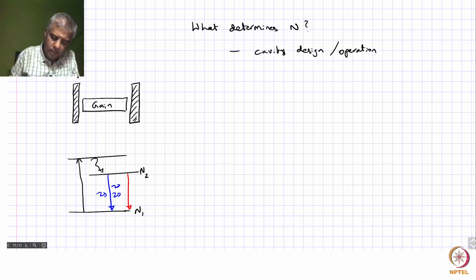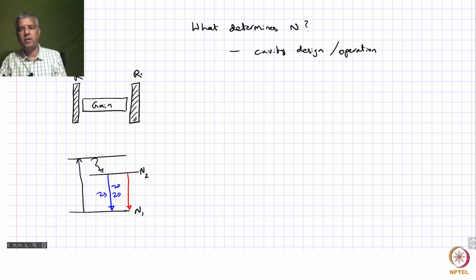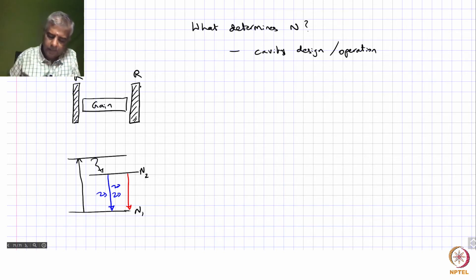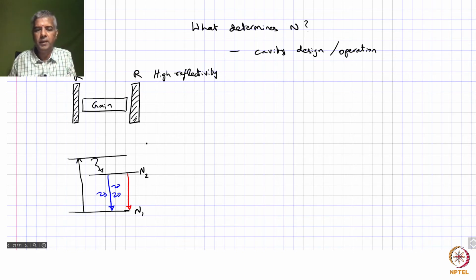What do I mean by the cavity design first? Well, I have these cavity mirrors. You know that if you go for a high value of R, which means highly reflective mirrors, then you have what is called a high Q cavity, a high finesse cavity. And if you have a high finesse cavity, what can you say about the photon inside this cavity? The photon is going to keep bouncing back and forth over a relatively long time.